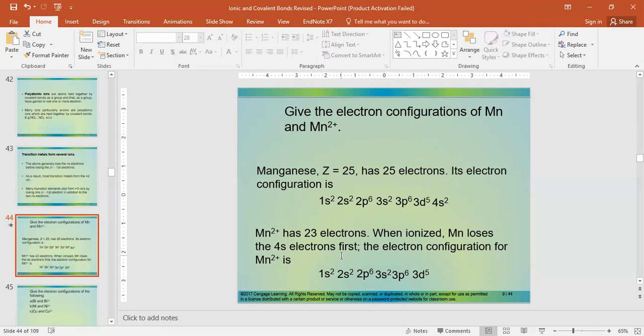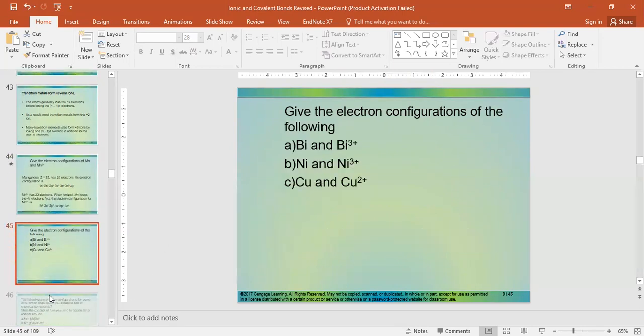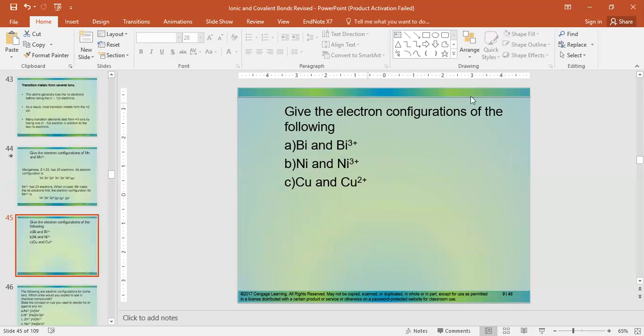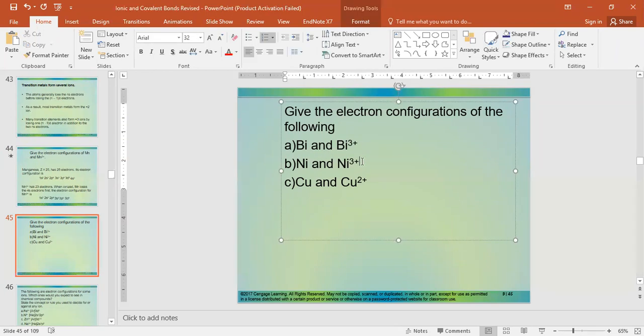Okay. So a d5 is going to be okay because it is a half-filled orbital, and a half-filled orbital is stable. Now, when you look at what we have here, you give the electronic configurations of the following: bismuth and bismuth 3+, nickel 3+. I think I have explained this.